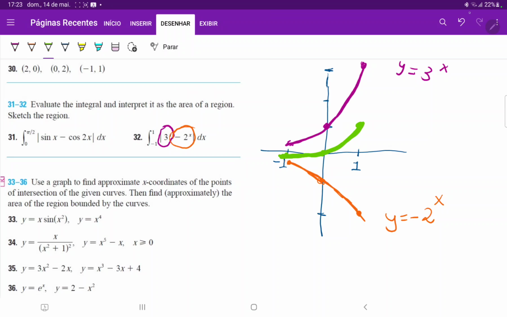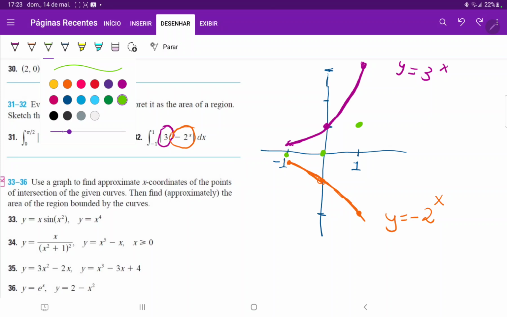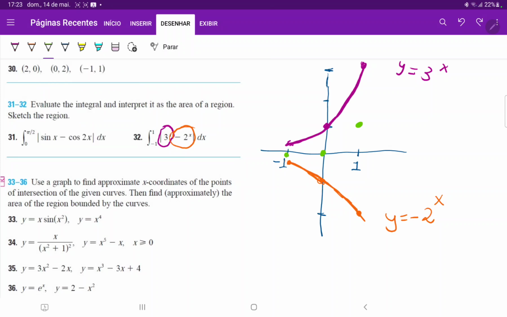And actually, let me draw that a little bit thinner so we can really see the area between the curves. So it's a curve that goes like so. Yeah. So this green line is y is equal to 3 to the power of x minus 2 to the power of x. So we have to look at the area. So the integral is the area beneath the curve, right? However, it's the absolute value.